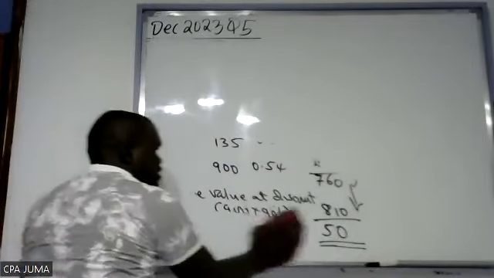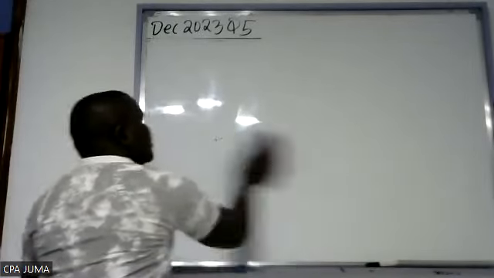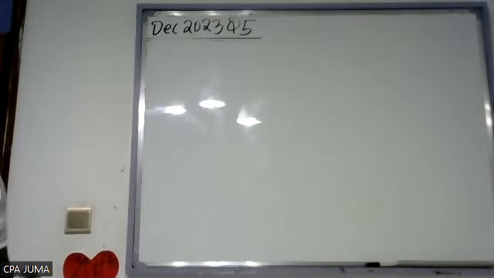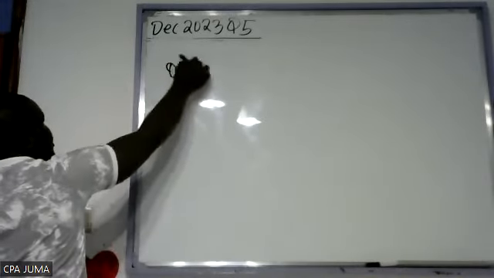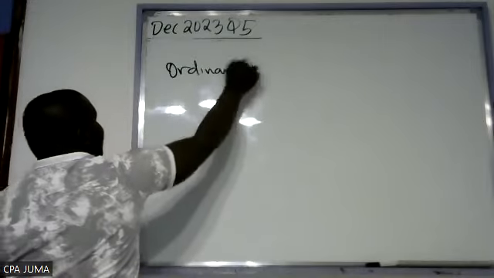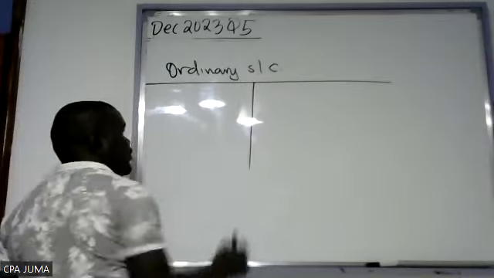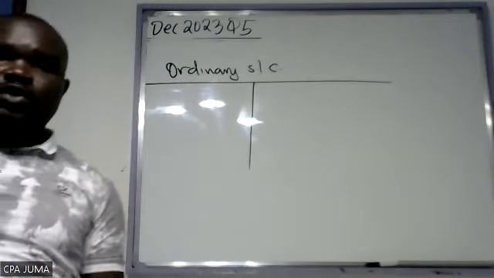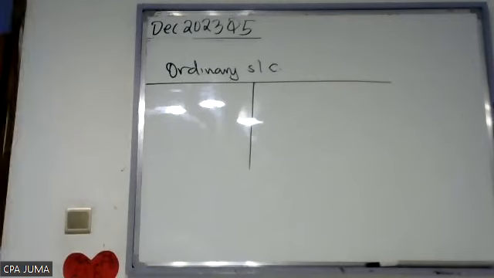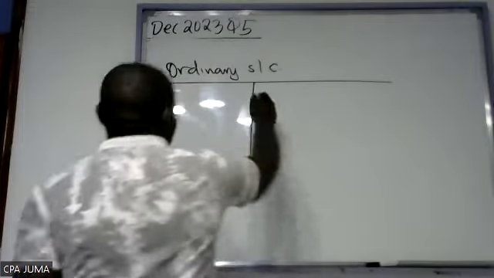We check those changes. Let's check the changes in the ordinary share capital account. Ordinary share capital. Then we reconcile the bank. Then we do presentation. Then you sleep. We start. Balance brought down.